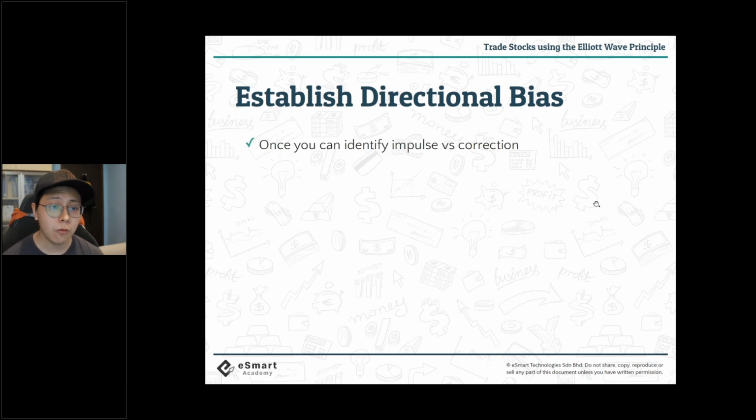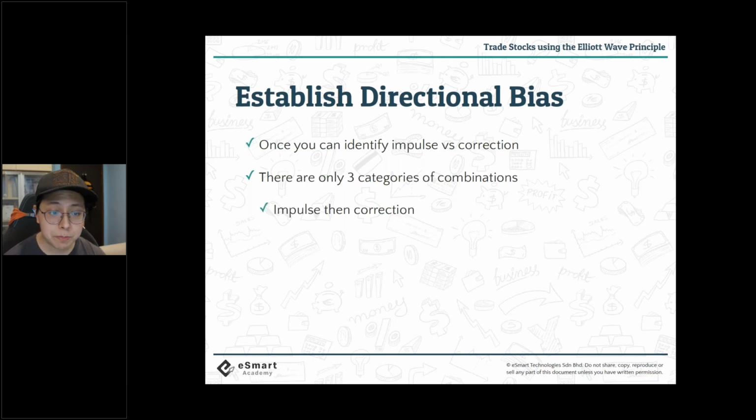Now, once you're able to do that, there are essentially only three categories of how prices can develop in a technical chart. It doesn't matter what instrument, what asset, what time frame, this principle applies. So there are only three big categories. The first one is what we call impulse then correction. Basically, you combine an impulse move followed by a correction. So that's the first category. I'll show you some examples along the way.